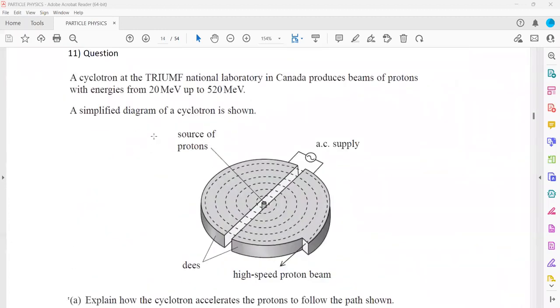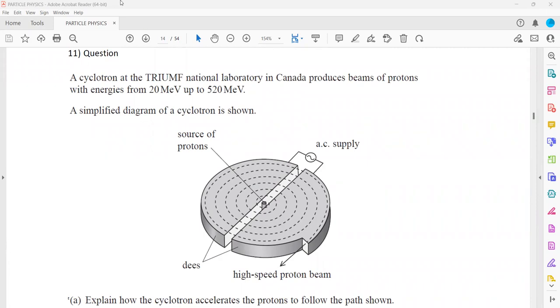In question 11, which is about the cyclotron, the difference between a cyclotron and a linear particle accelerator. In a cyclotron, we use both electric and magnetic fields, but in a linear particle accelerator, we use only an electric field. And the advantage of a cyclotron is that in a small space, we can deflect the particle.